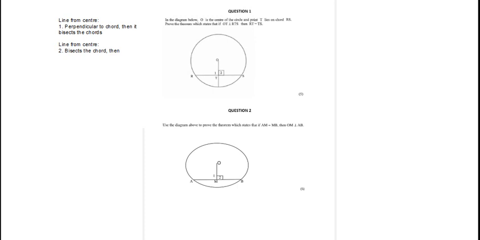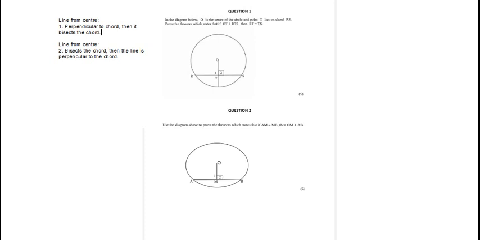Then the line is perpendicular to the chord. And so those are the two situations that you have.